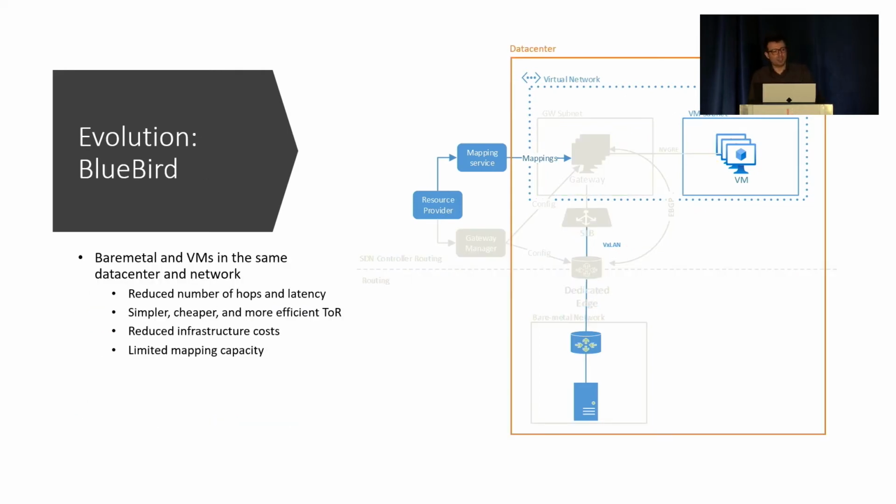The next transformative step is Bluebird. Bare metal VMs now reside in the same data center and network. The trick here is that the bare metal NIC is deployed in a subnet in the same virtual network as the VNet.